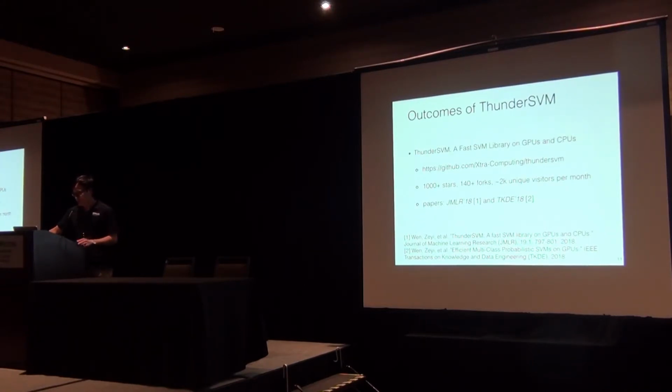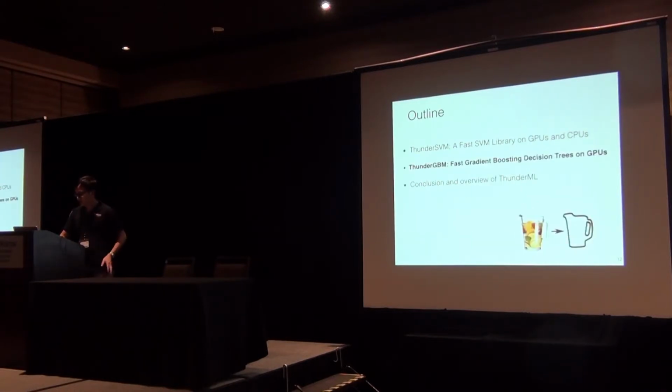We have also published some papers about this project. If you are interested, you can take a look. Now I go to the second project called ThunderGBDT, which is a fast training algorithm for the gradient boosting decision trees on GPUs.